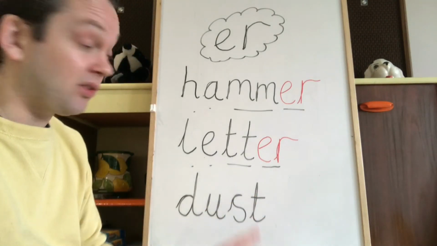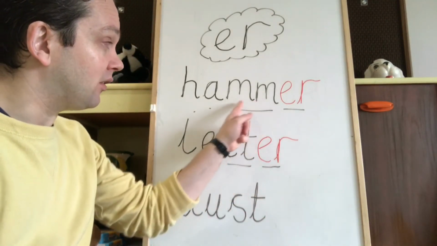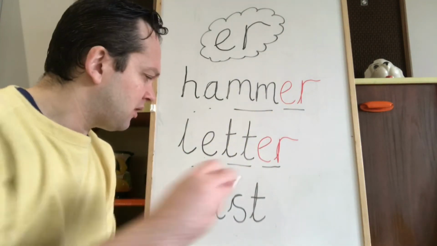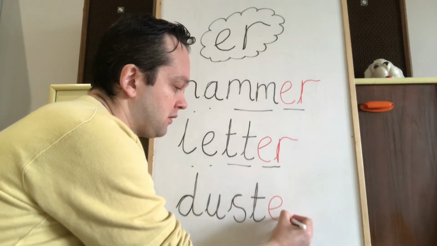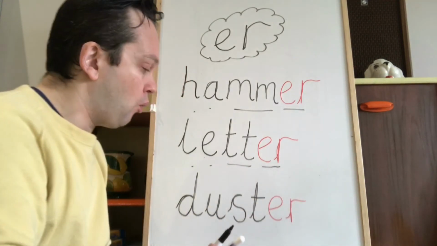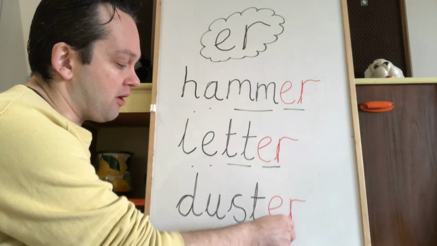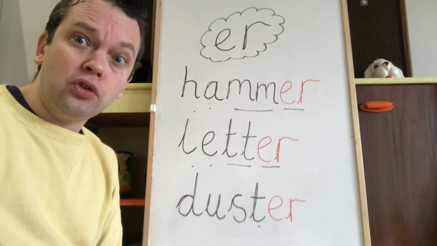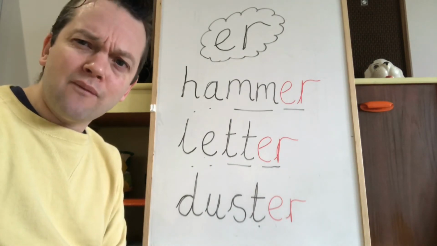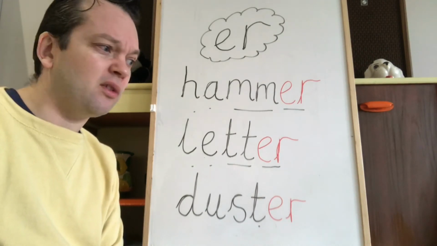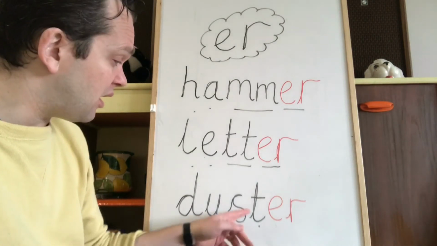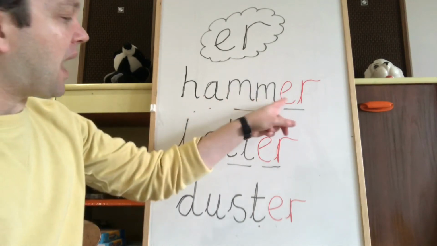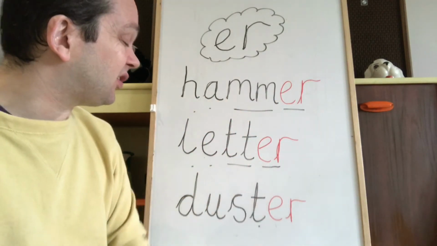Now, you know what I said about having two letters the same before er? It's not always the case. In this word, it's only one letter T before er. Okay? Sorry about that, everybody. It's just the way the words are. It's confusing, and we just need to practice. But do you know what? If you get it wrong and you put two T's in there, that's fine. Doesn't matter. So we've got hammer, letter, and duster.